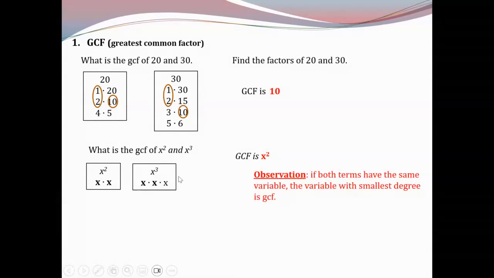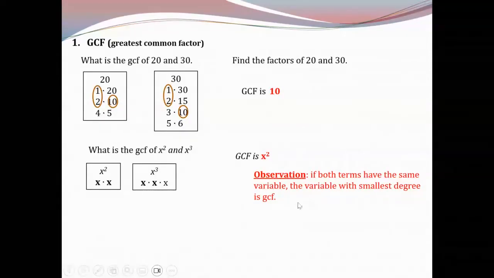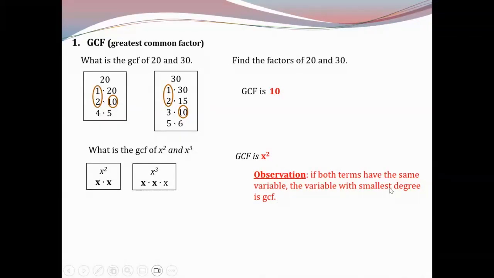And here's like an observation or like a hint. If both terms have the same variable, for example, here they both have the same variable, which is x, the variable with the smallest degree is the GCF. The smallest degree means the one with the least power, or the smallest power. So the answer will be x squared. Now here's how step one number one works.